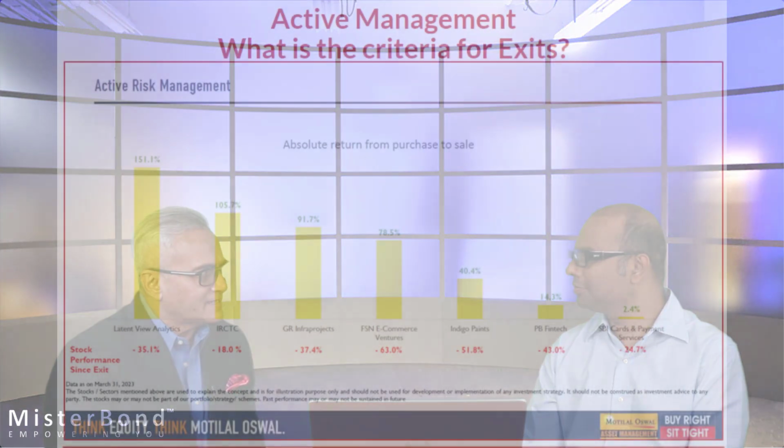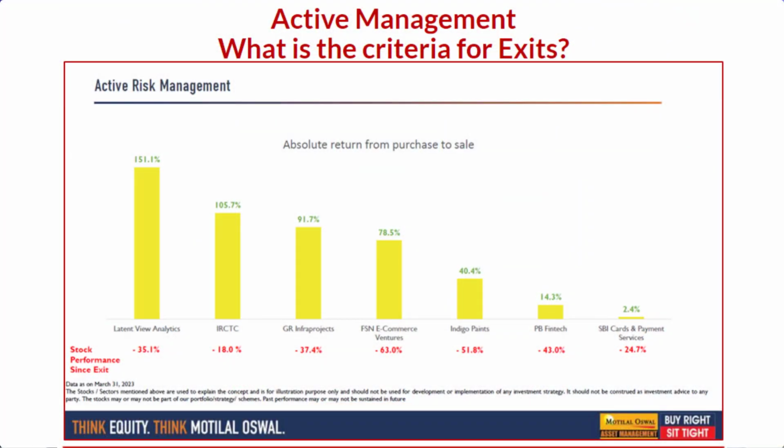Now let's talk about the active management. What is the criteria for your exits? Because I see this very interesting data where you had multi-baggers of 5 times, 10 times, etc. And then you sold off those multi-baggers, and after that those same stocks have corrected dramatically. What prompted you to sell? What is your internal formula for exiting some of these stocks?